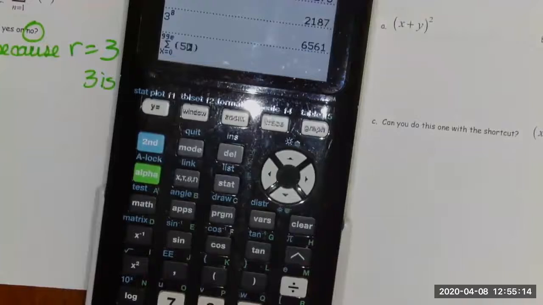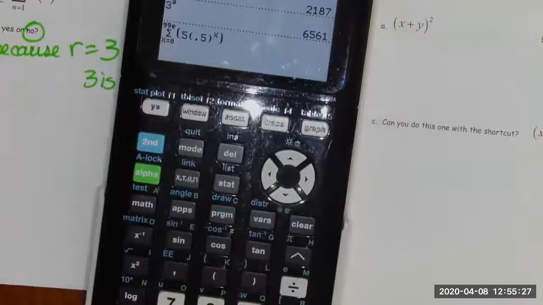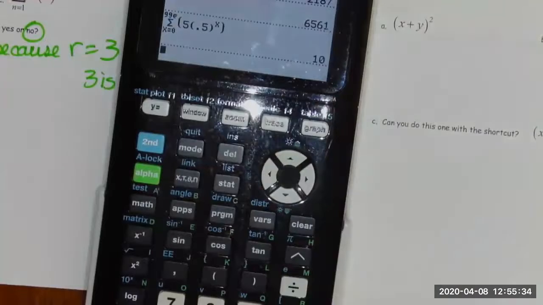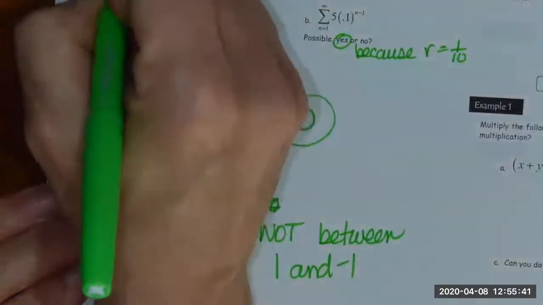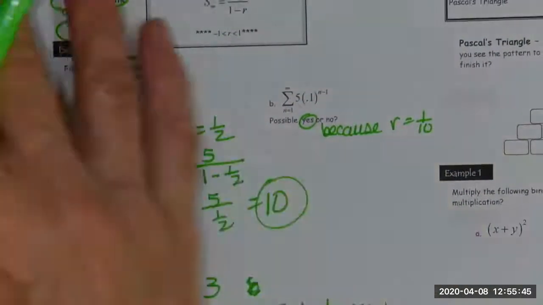And then you just type it in, 5 times 1/2, raised to the n, which for you is just x. Let's make sure this works. And there we go. We have a 10. So the one thing you need to know is 99e stands for infinity. Your calculator simply doesn't have the infinity symbol.